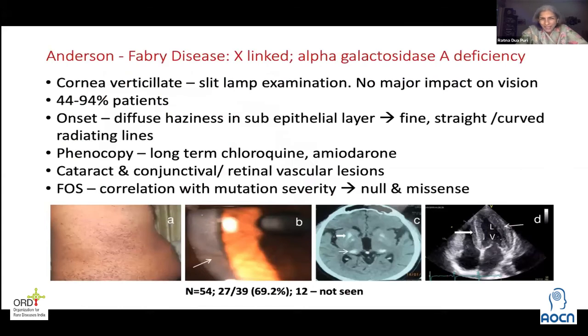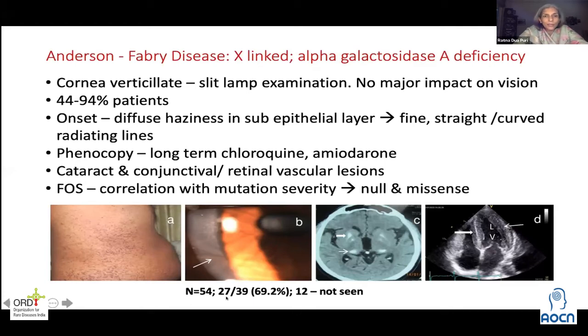Then I go to the second lysosomal storage disorder, which is Fabry disease, an X-linked disease. Here there is deficiency of the acid alpha galactosidase enzyme. What we see, very characteristic on slit lamp examination, is the cornea verticillata. It has no impact on vision, so you have to examine for it where you are suspecting these patients. And because it's an X-linked disorder, this is a very easy and important clue to pick up carrier females and other patients who may not have clinically manifested the entire phenotype of this disorder.